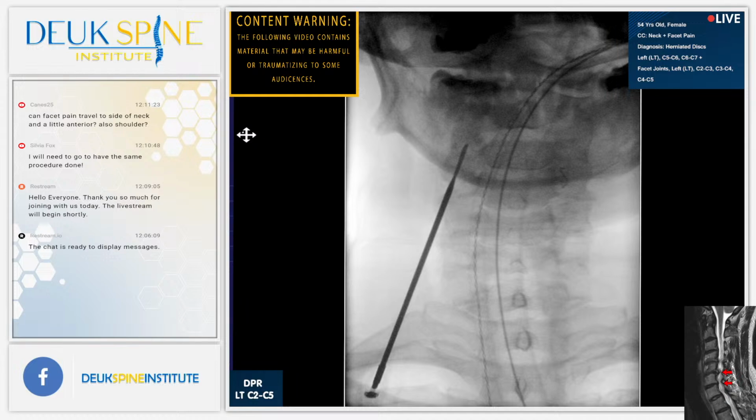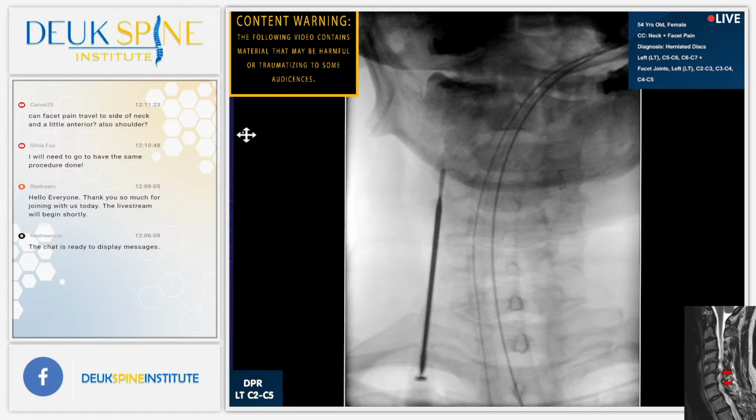Now, what causes that pain? Inflammation. What causes the inflammation? Arthritis.